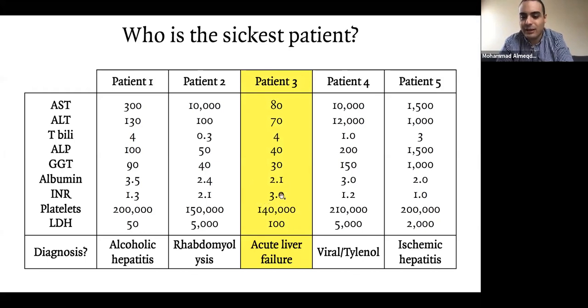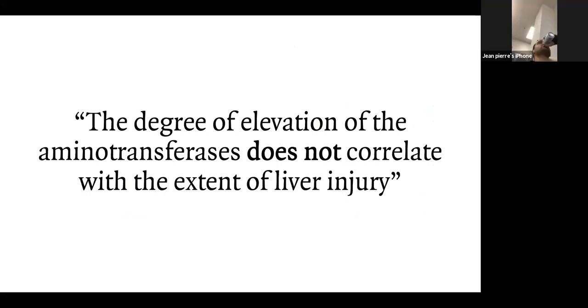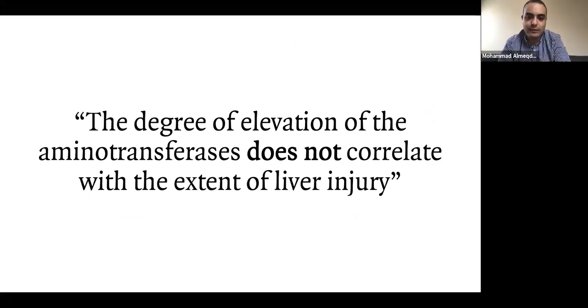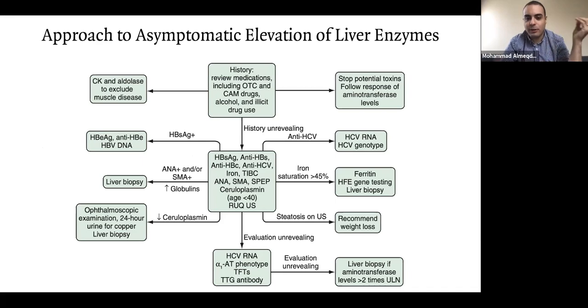Regardless, the point of this exercise is that the degree of elevation does not correlate with the extent of liver injury. You can have extensive liver damage and in fact have low ALT and AST, and be in acute liver failure. So what is our approach in general when somebody has asymptomatic elevation of LFTs? We throw the liver bomb, right? You ever hear about this? This is what we call the liver bomb.